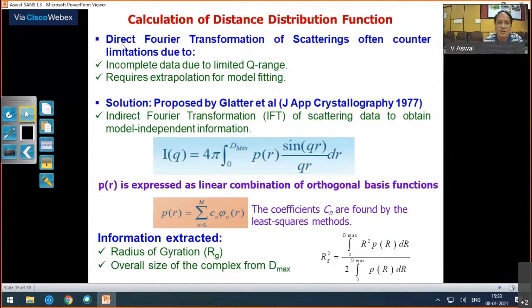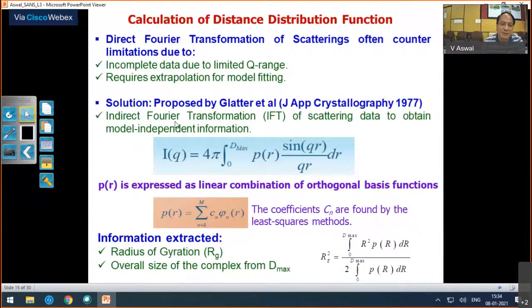You just don't do the direct inverse Fourier transformation because of incomplete data due to limited Q range. So if you want to do inverse Fourier transform, then you need data from Q range 0 to infinity, which experimentally you don't get. And if you don't get that, then you need to extrapolate your data to low Q value and high Q value. So that will give you systematic errors in the calculation of your P of R. So what is used is called indirect Fourier transform.